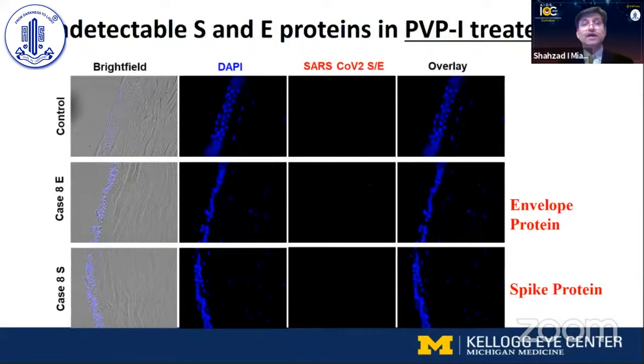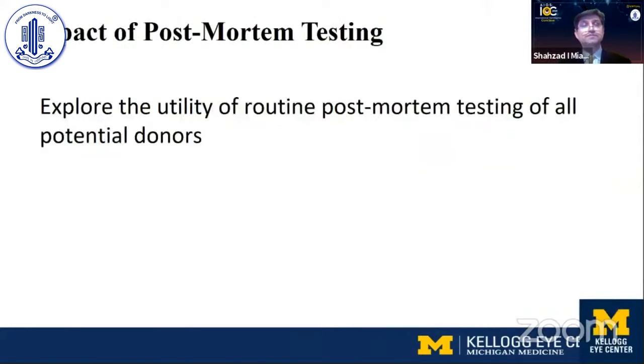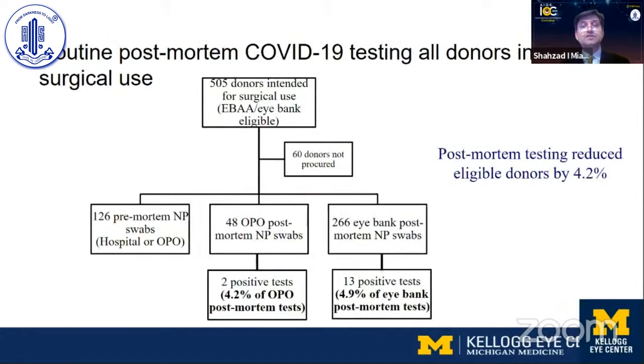When we did this with specimens that were treated with povidone iodine, none of the surface specimens were positive for spike or envelope protein. So the impact of postmortem testing was also something that we wanted to look at to explore the utility of routine postmortem testing of all potential donors. In order to do that, we performed postmortem COVID-19 testing in all donors which were intended for surgical use. This included 505 donors that were identified for surgical use through EBAA eligibility criteria.